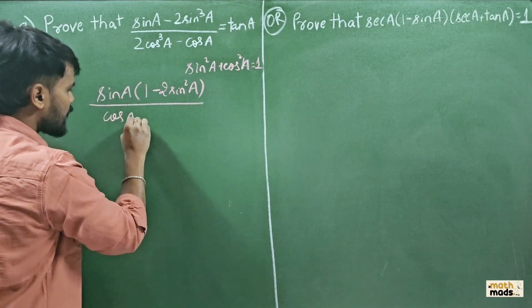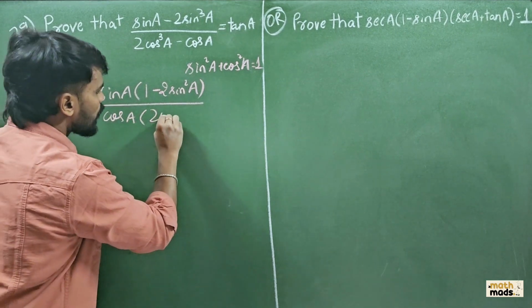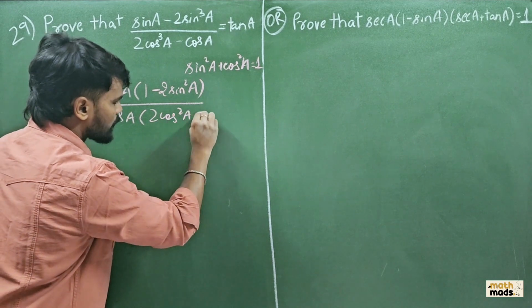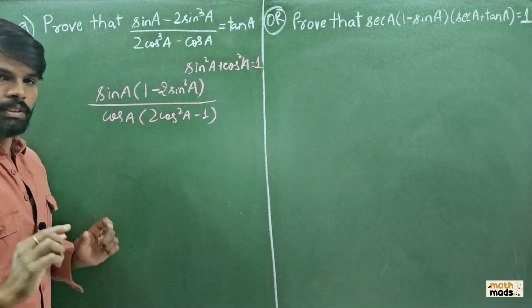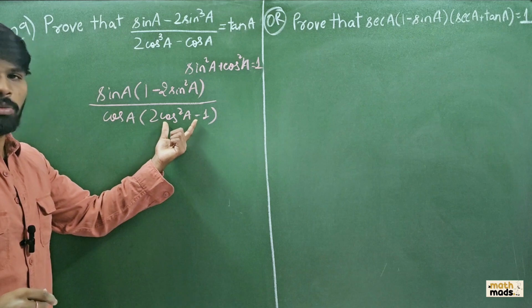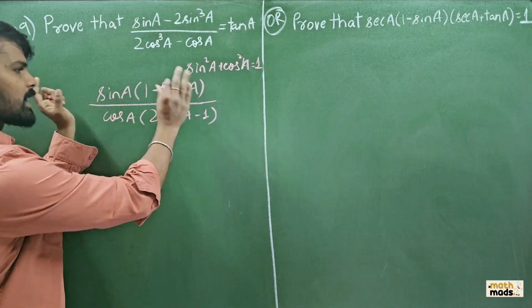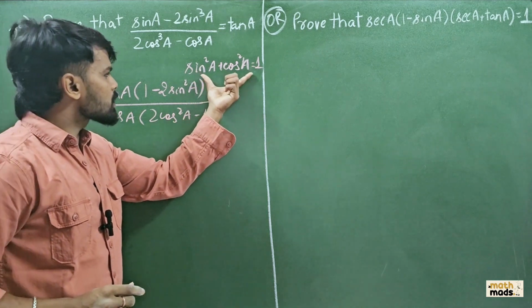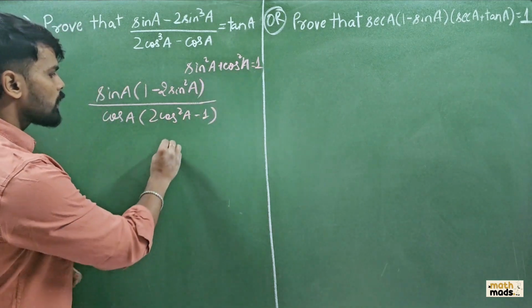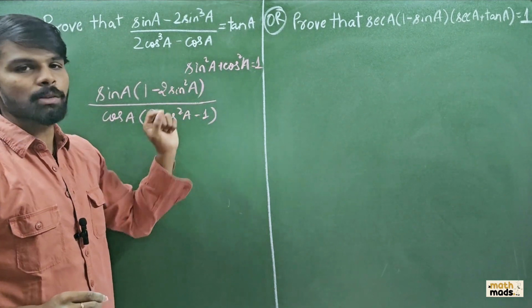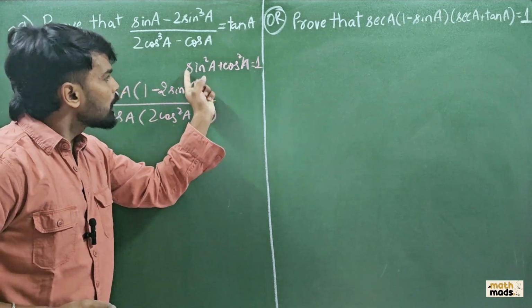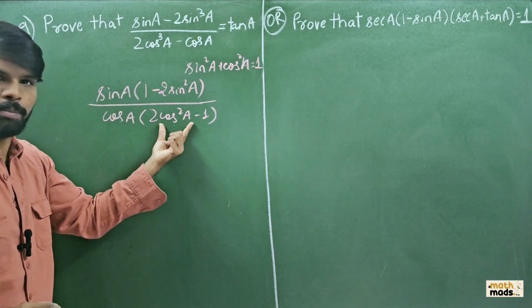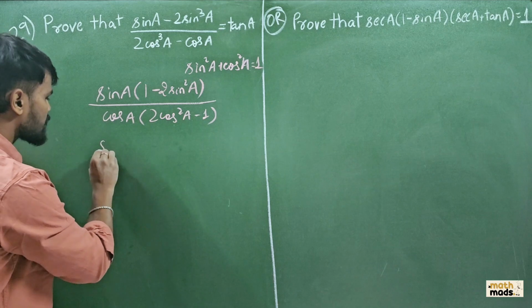So cos A into 2 cos square A minus 1. Simple. Done. Now you have cos square A here. I don't want to disturb the numerator, let it be as it is. You have cos square A here. Just look at this equation. How can you write cos square A in terms of sin square A? Cos square A is 1 minus sin square A. So I'll just substitute the same thing here. That will be your next step.